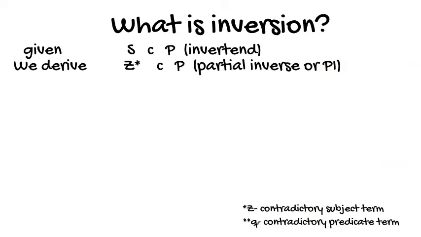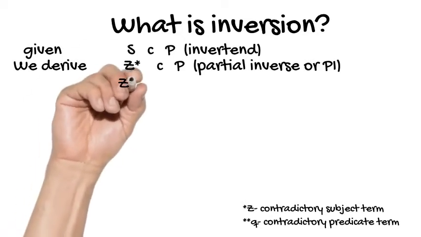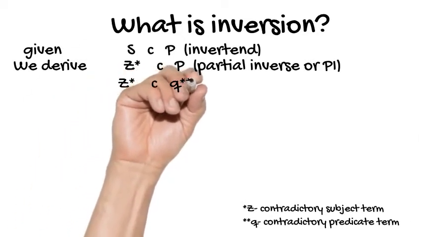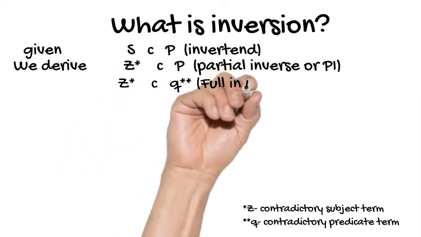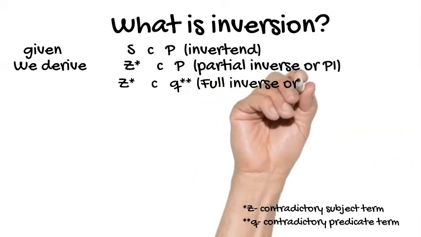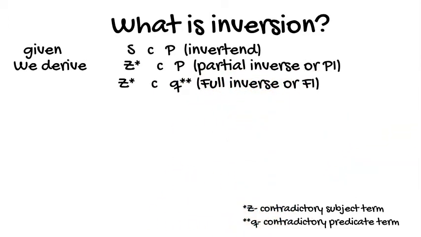Now, letter Z is used to represent the contradictory subject term for this discussion. Now, if you will invert this again, then you'll have contradictory subject term, copula, and contradictory predicate term. So, letter Q is used to represent the contradictory predicate term for the purpose of this discussion. So, that's the template of inversion. So, what is inversion all about?